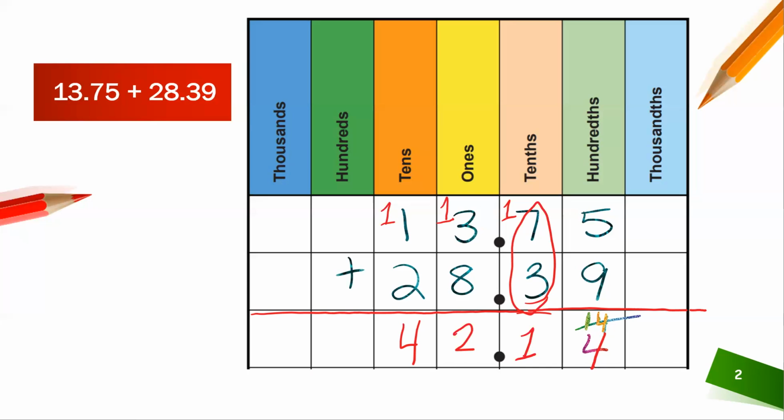So we would say 13.75 plus 28.39 is 42.14. So the addition process works the same way, right? You are making tens in big tens, right? And you just have to pay attention to place value and keep them in correspondence to one another.